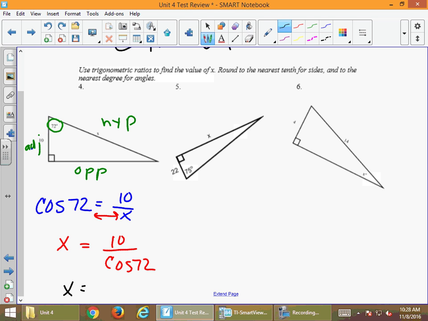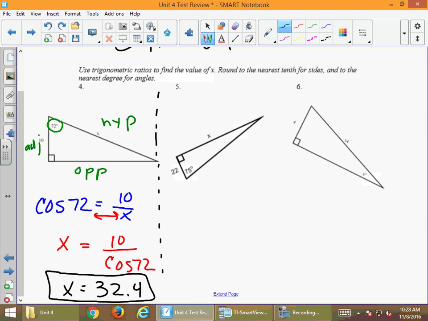And then what do we get? 32.4. Everyone agree? If you did not get 32.4, make sure you're raising your hand so we can help you. Very good. Questions over that one?